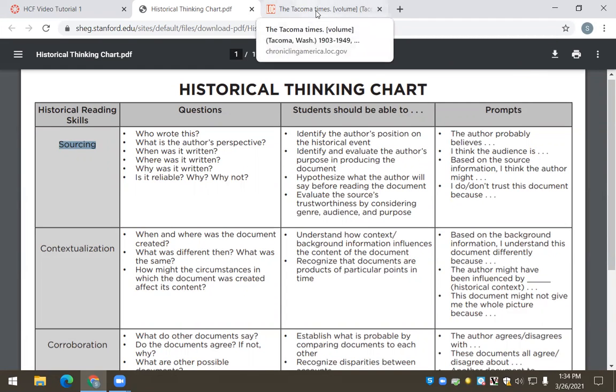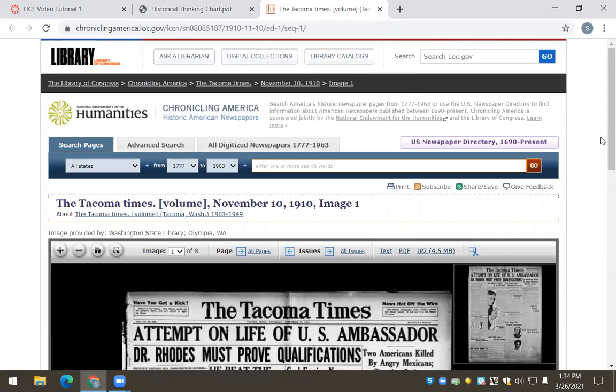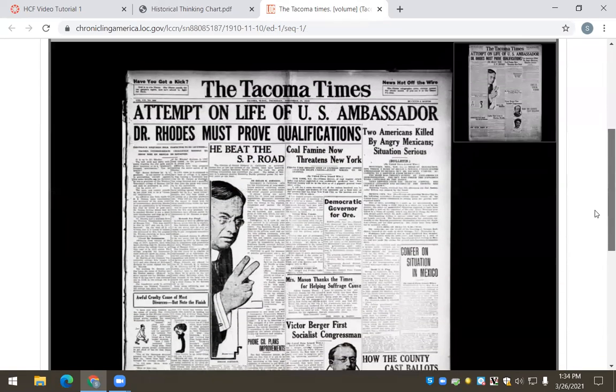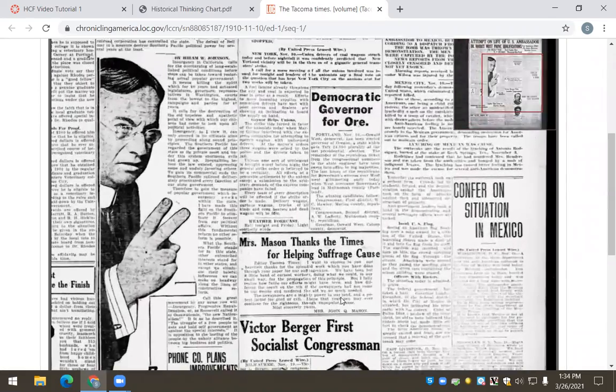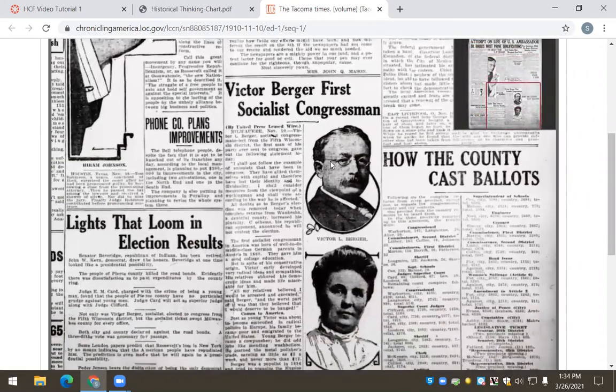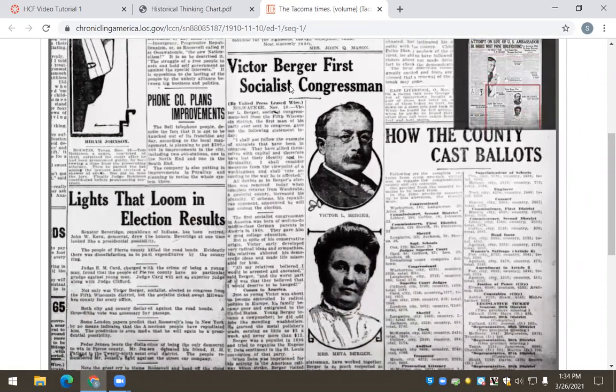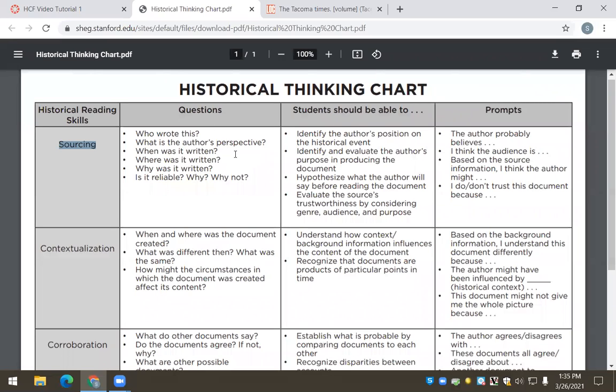All right, so first thing we look, this source is provided by the Library of Congress, but the original source is the Tacoma Times. So this is the Tacoma Times newspaper. And in the assignment that I have given you, we are focusing on this particular article of the Socialist Congressman. All right, so this is the main focus that we're going to look at. So let's go back and forth between the chart and let's see.